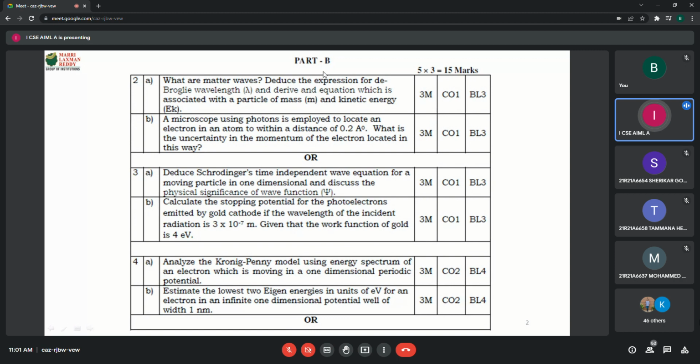Part B is long answer questions. All part A questions are short answer questions. All part B questions are long answer questions. Now, this question, if you take, there won't be any confusion. Here itself, we can see this is from unit 1. Part B carries 15 marks.